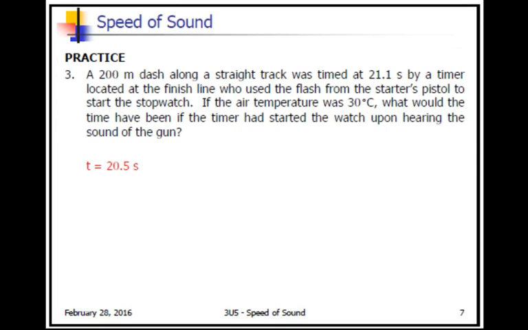The next question here says that a 200-meter dash along a straight track was timed at 21.1 seconds by a timer located at the finish line who used the flash from the starter's pistol to start the stopwatch. If the air temperature was 30 degrees Celsius, what would the time have been if the timer had started the watch upon the sound of the gun? So if we waited till the sound of the gun, there would be a little bit of a difference.